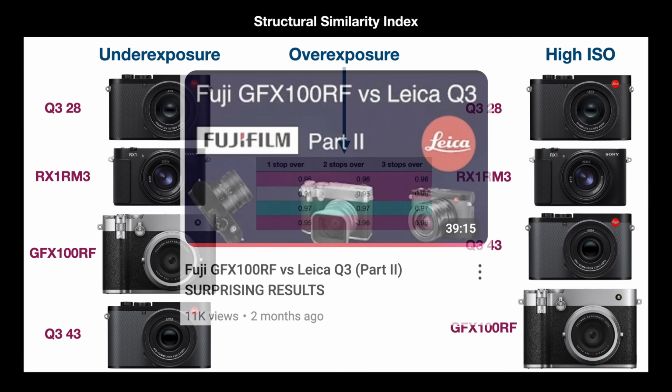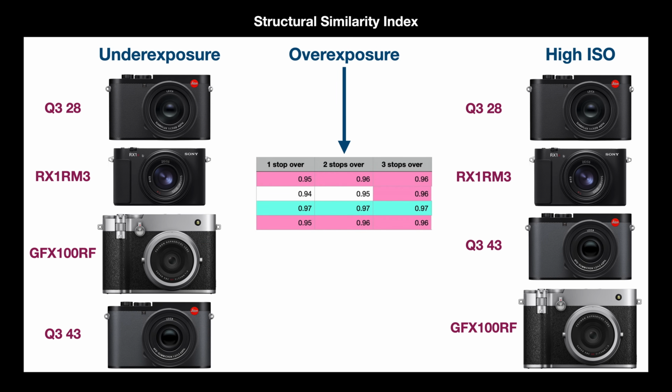On overexposure, if you look at these numbers, I decided I don't want to do a ranking because these numbers are so close together in the second digit after the decimal point that I don't think it's really meaningful to actually rank them. They are all delivering fantastic quality if you overexpose by 1, 2, or 3 full stops.